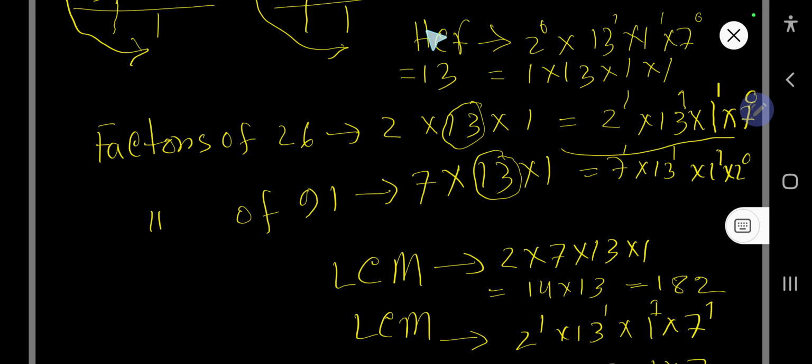So our HCF is 13, right? For HCF we take the lowest power, and for LCM we take the highest power. LCM is least, but we are taking the highest, whereas HCF is highest, but we are taking the lowest power. I think this is helpful for you.